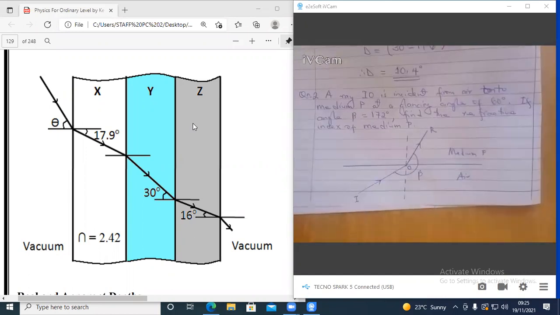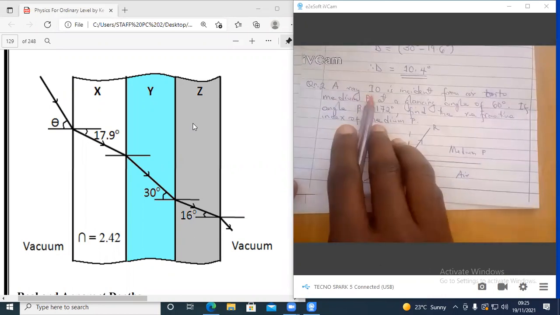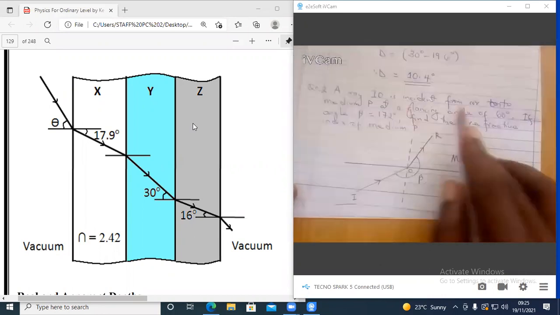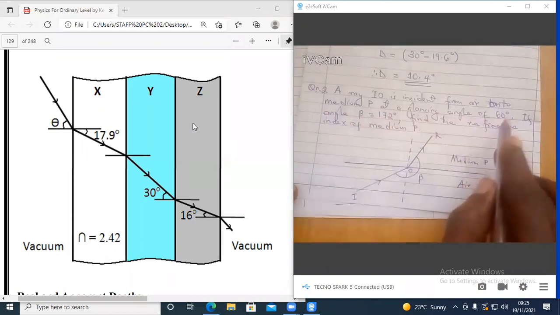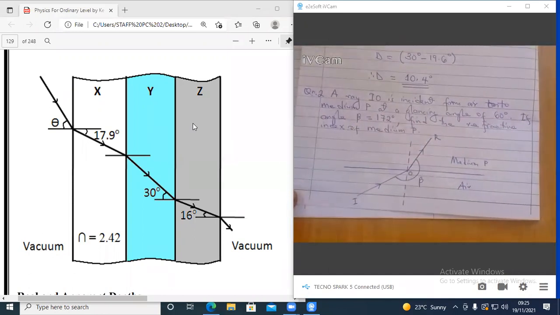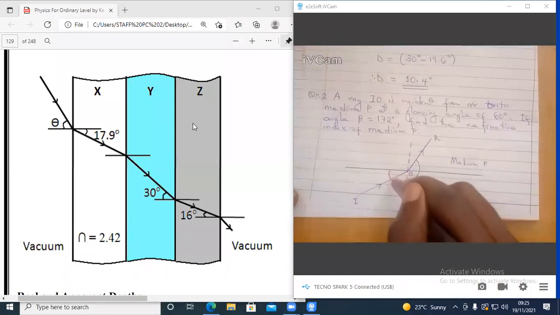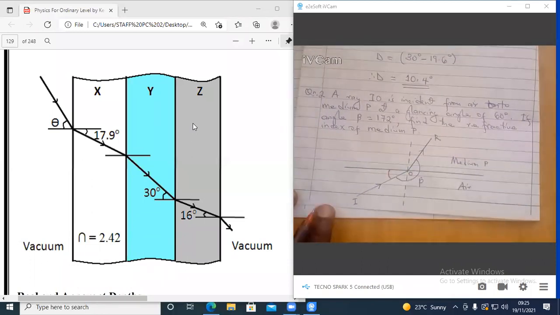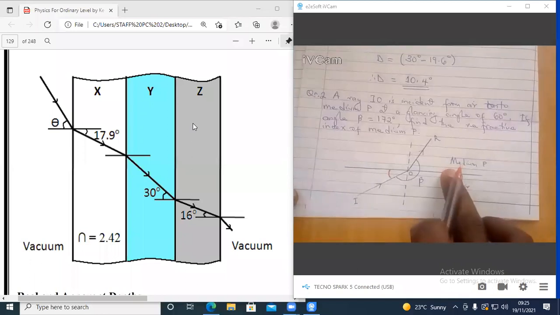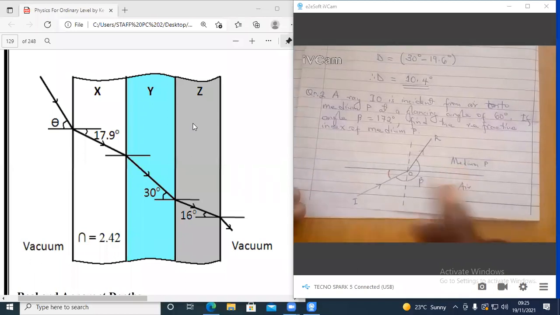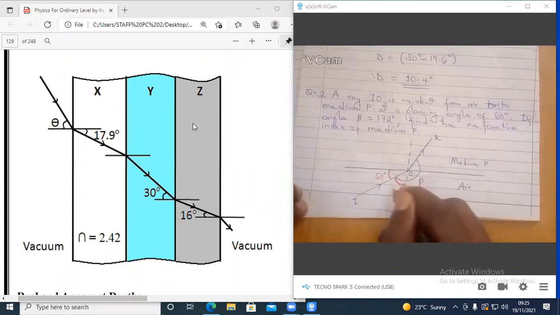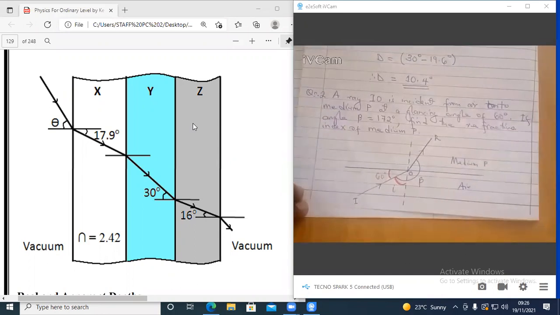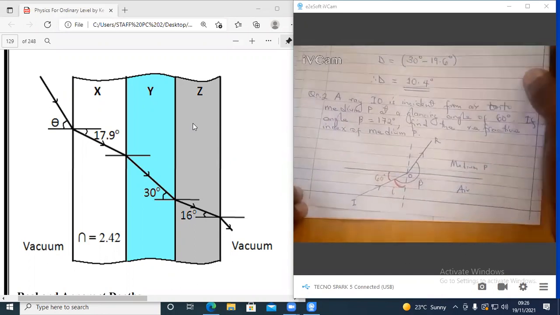Because when you read through the question, it says a ray IO is incident from air onto medium P at a glancing angle. What will be the glancing angle, members? This is the glancing angle, because the glancing angle is the angle between the incident ray and the refracting boundary. So this is 60 degrees. So what is this angle called? This is called the angle of incidence.